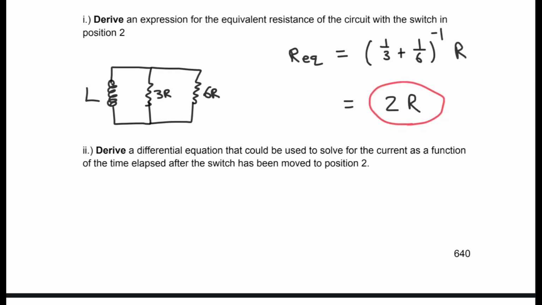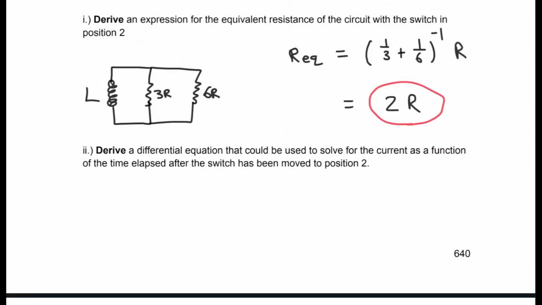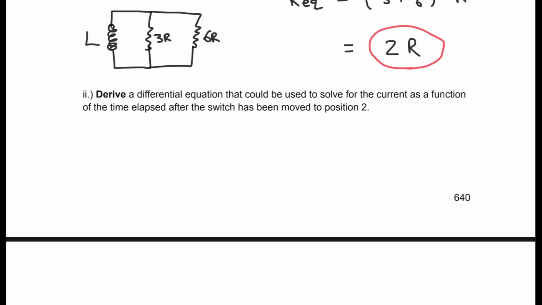So now we'll write ourselves a loop differential equation that we could use to solve for the current as a function of the time elapsed after it's moved to position 2. So to make your life easier, do not even attempt to write a loop equation unless all of your resistors have been compacted into one. So I am just writing my circuit as the equivalent 2R resistor here.